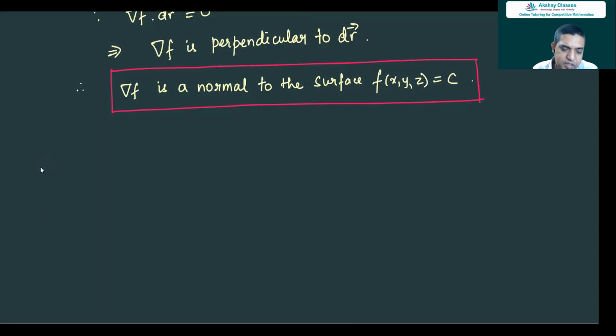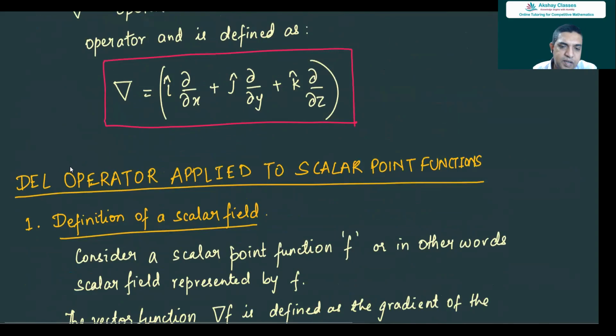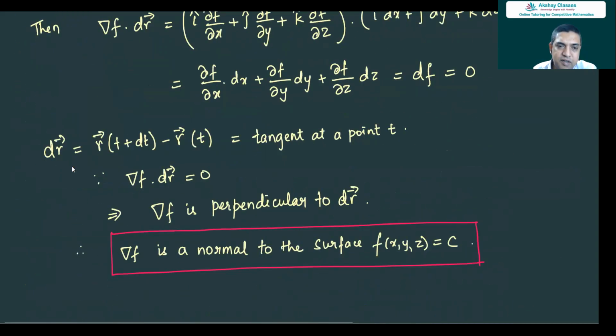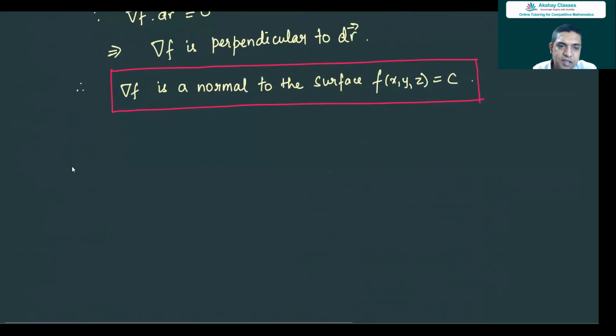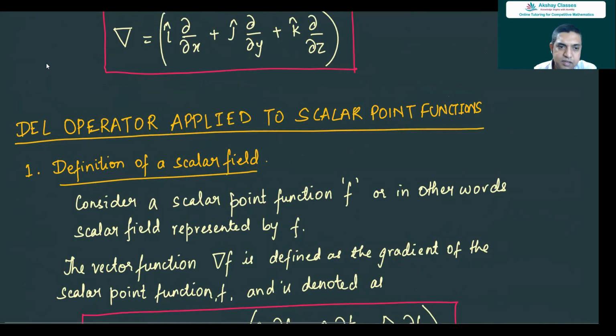Next, a very, very important concept in this category of del operator applied to scalar point functions. First is the definition of a scalar field, and the definition of the gradient of a scalar. This is the definition of the gradient of a scalar field.